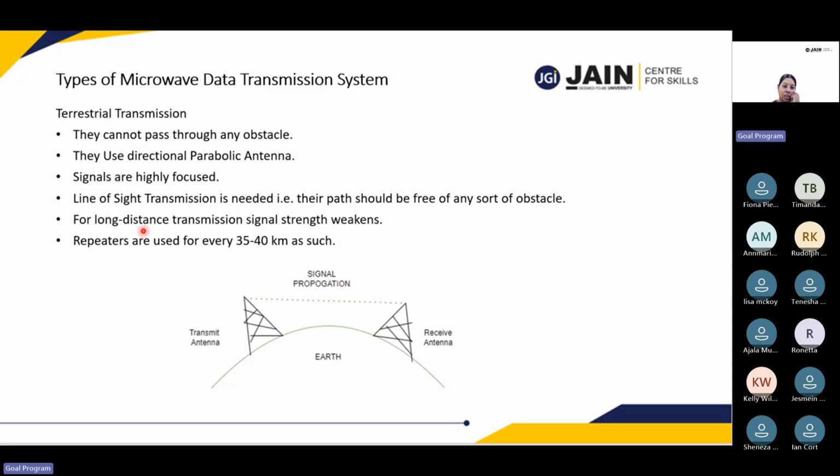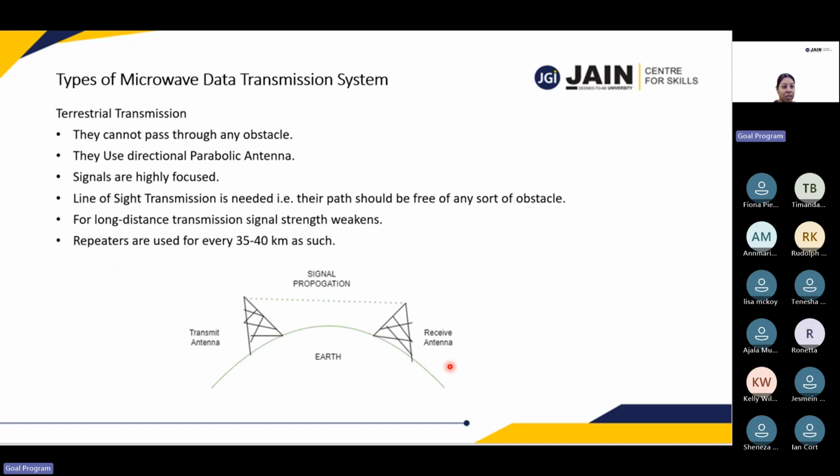For long distance transmission, signal strength weakens. Okay, so we require repeaters. So repeaters are used for every 35 to 40 kilometers. It's called repeaters. To strengthen the signals, we require repeaters. So repeaters are used every 35 to 40 kilometers on the earth. You can see this is the transmit antenna and this is the receiver antenna.